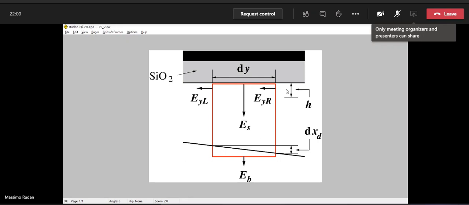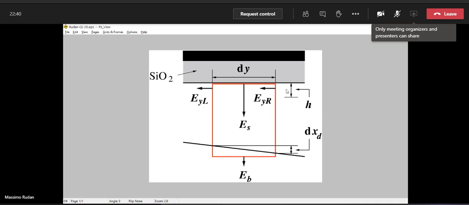If these two components, EYR and EYL, were exactly equal to each other, they would compensate exactly, because one of them is oriented inside the cylinder and the other one is oriented toward the external part of the cylinder, okay? So in that case, if EYR is exactly equal to EYL, there is no contribution to the charge from the electric displacement in the Y direction.